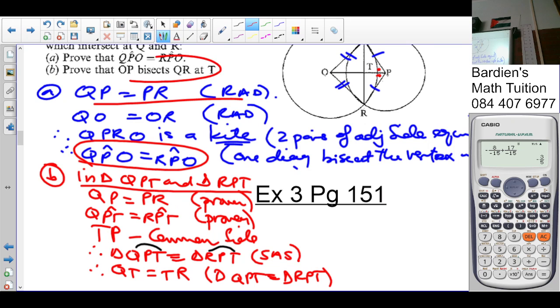Bisecting means to say that it cuts it in half. So that basically brings us to the end of this chapter.